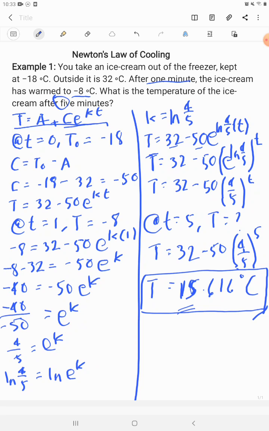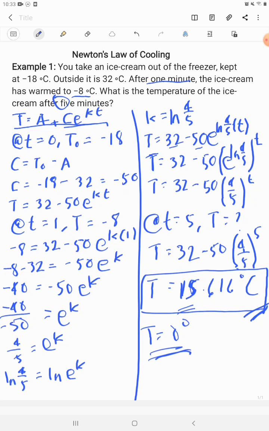Using this formula for Newton's law of cooling, if the melting point of the ice cream is, let's say, 0 degrees Celsius, then you can find the time before the ice cream reaches the temperature of 0 degrees Celsius, and by that time you have to eat all of the ice cream already. So it is a very practical example using Newton's law of cooling.